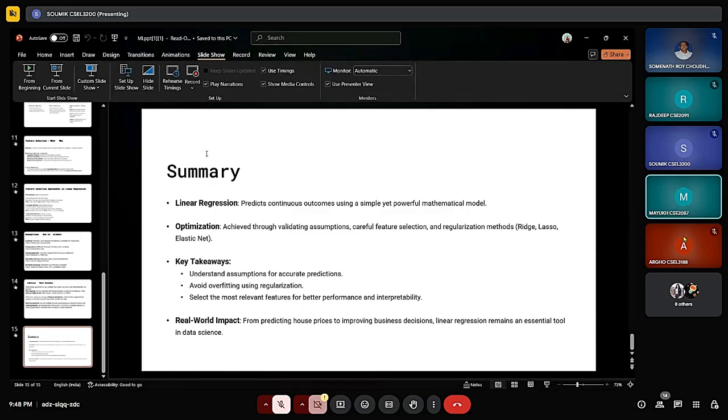In summary, linear regression, the main topic of this presentation, predicts continuous outcomes using a simple yet powerful mathematical model. Optimization is achieved through validating assumptions, careful feature selection, and regularization methods like ridge, lasso, and elastic net. The key takeaways from this presentation are: understand assumptions for accurate predictions, avoid overfitting using regularization, select the most relevant features for better performance and interpretability. Real-world impact: from predicting house prices to improving business decisions, linear regression remains an essential tool in data science.